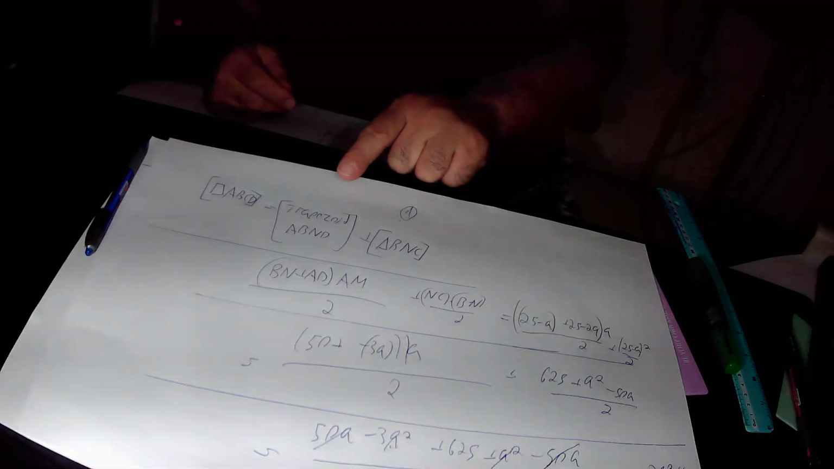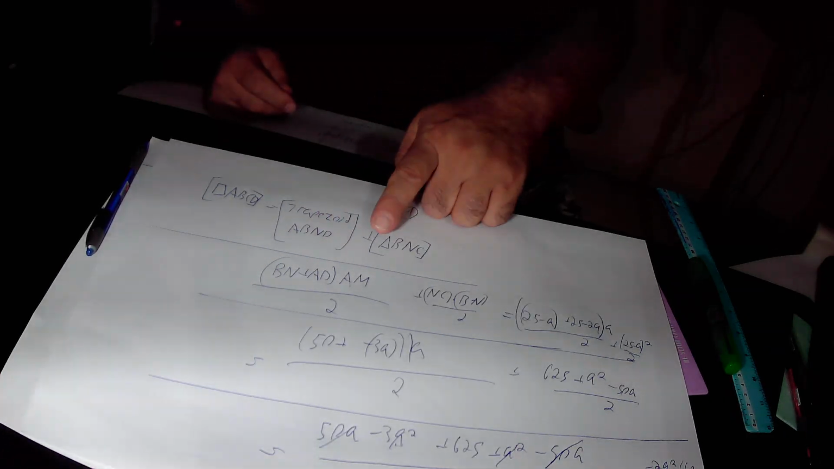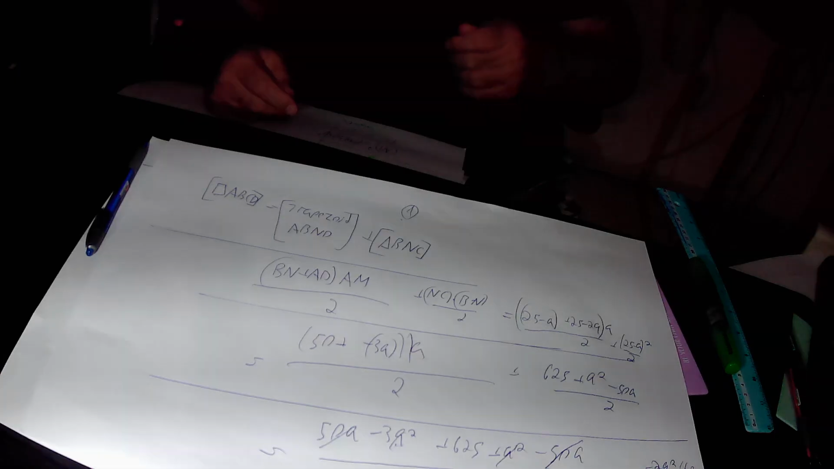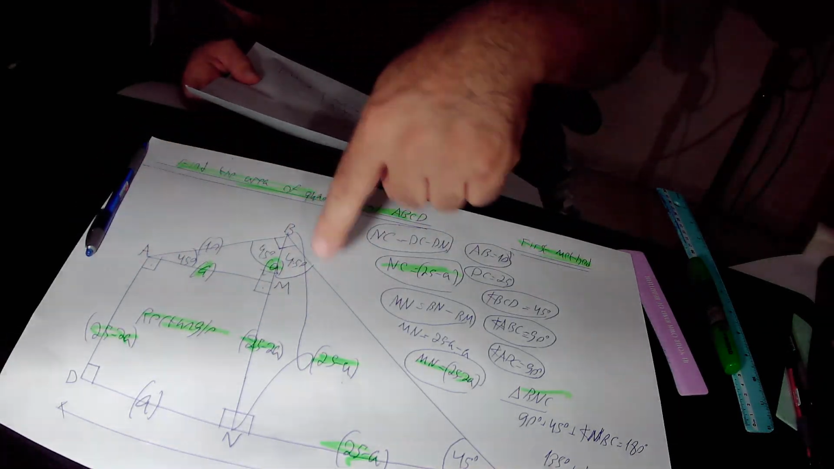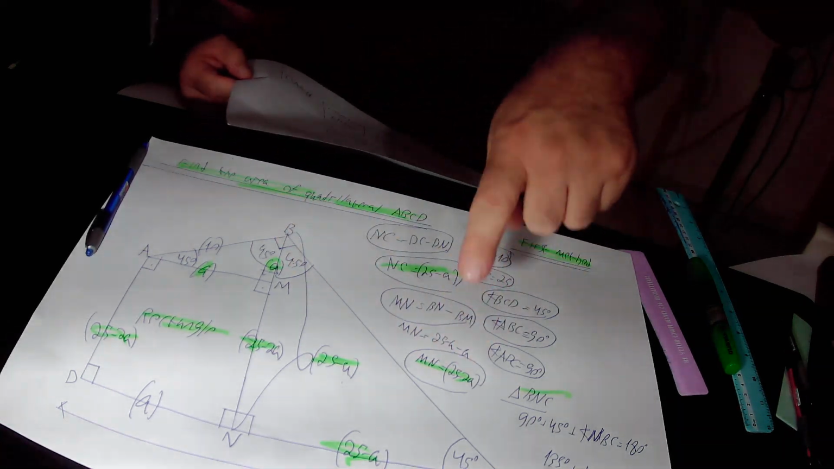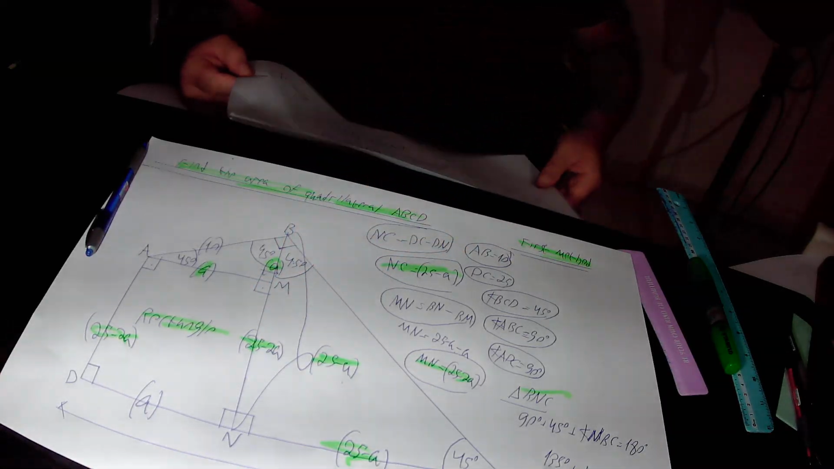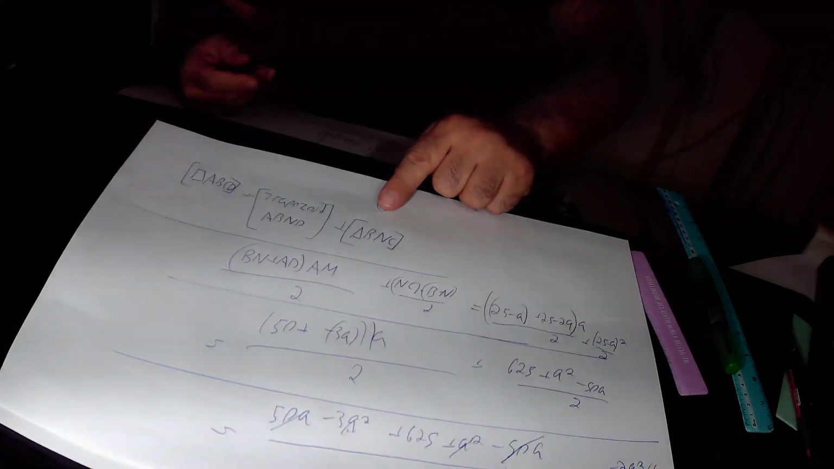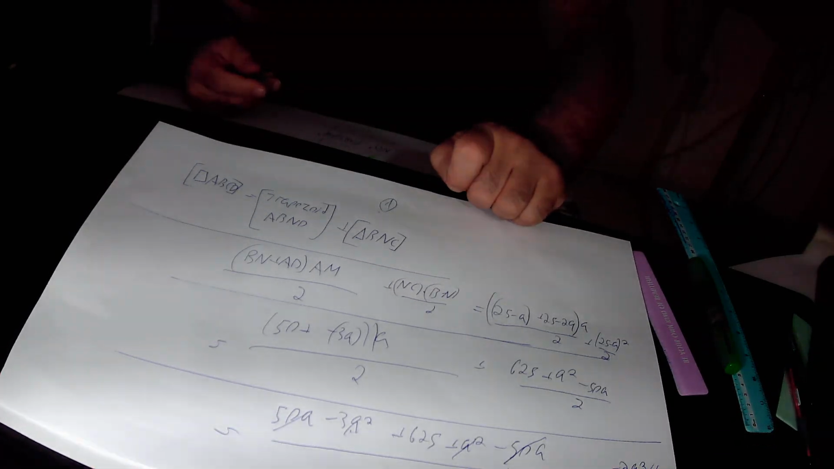Okay, again, the area of trapezoid ABND equals the sum of its two parallel bases, BN plus AD, times the height AM over 2. The area of quadrilateral ABCD equals the area of trapezoid ABND plus the area of this right triangle BNC. So what is the area of this right triangle BNC? It equals the base NC times the height NB over 2.